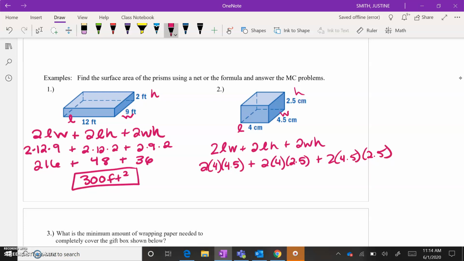Okay, so if I go through and multiply all these, so 2 times 4 is 8, 8 times 4.5 is 36. Plus 2 times 4 again is 8, times 2.5 is 20. Plus 4.5 times 2 is 9. And then times 2.5 gives us 22.5. So if you add those all together, you should get 78.5 centimeters squared.